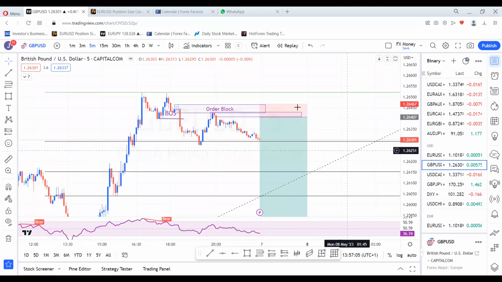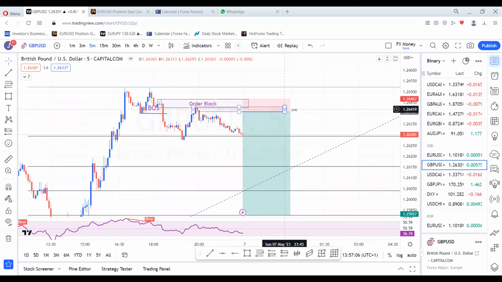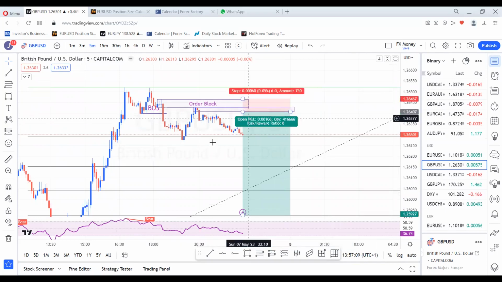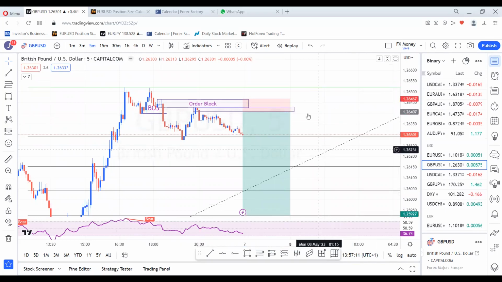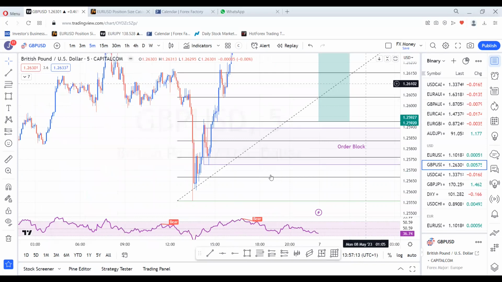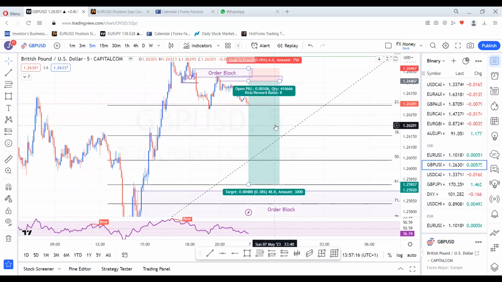So that's why I have that little sell right there, trying to catch this little down movement to the other block that was created. So that's why I have this sell. So that's the trade I have for you on GU.